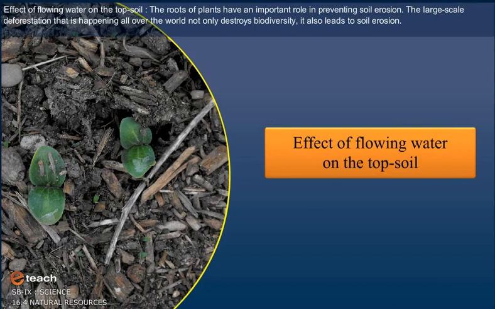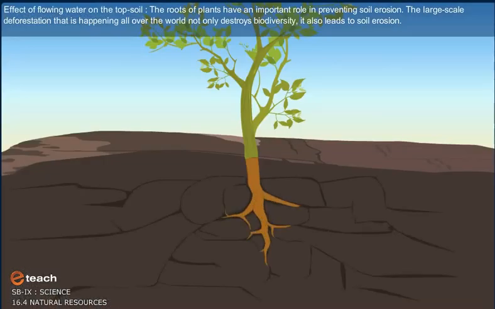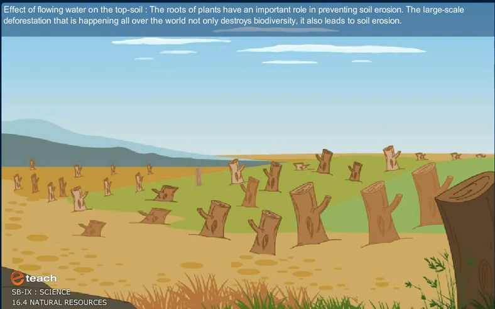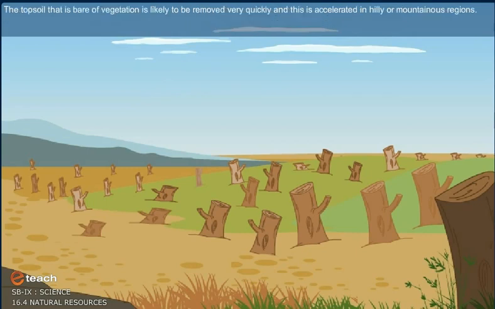Effect of flowing water on the topsoil. The roots of plants have an important role in preventing soil erosion. The large-scale deforestation that is happening all over the world not only destroys biodiversity, it also leads to soil erosion. Topsoil that is bare of vegetation is likely to be removed very quickly, and this is accelerated in hilly or mountainous regions. This process of soil erosion is very difficult to reverse.